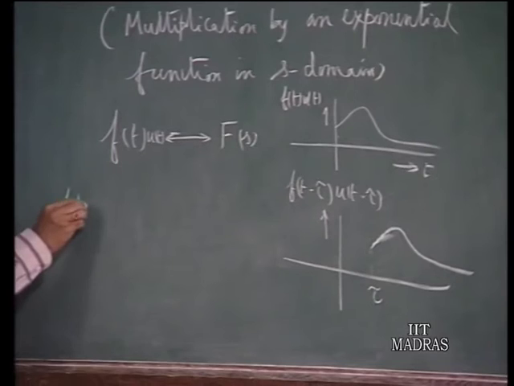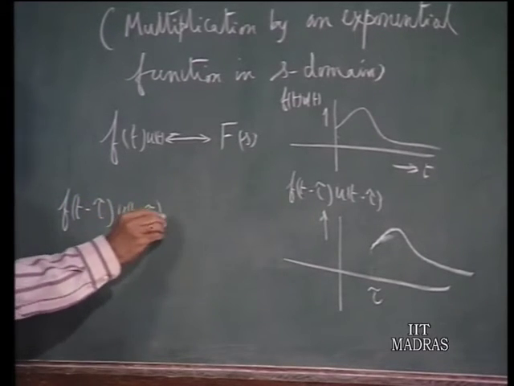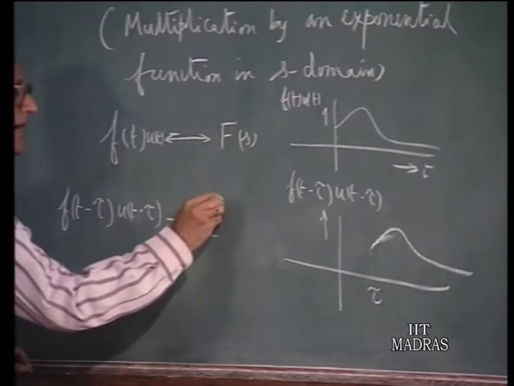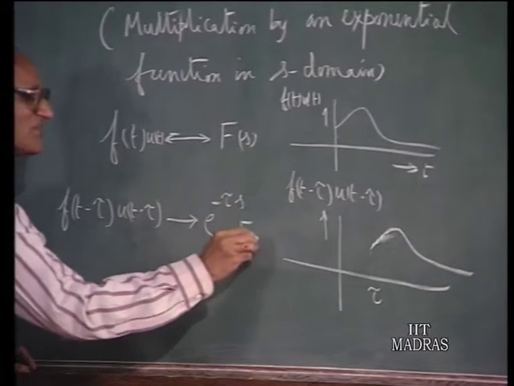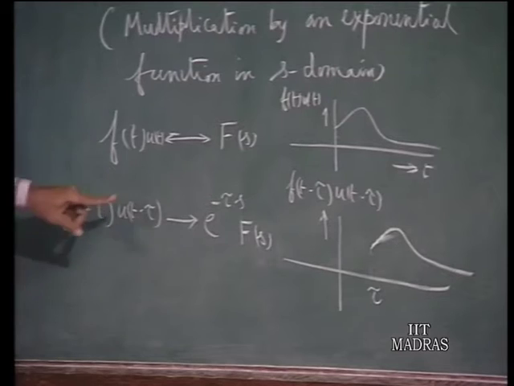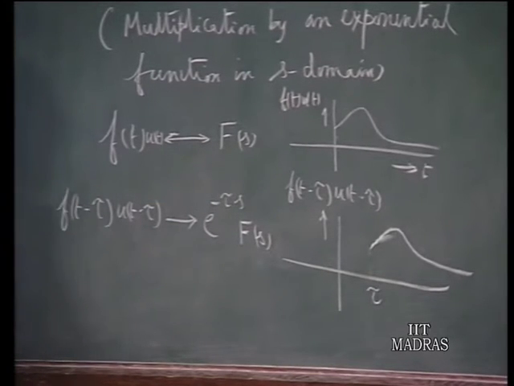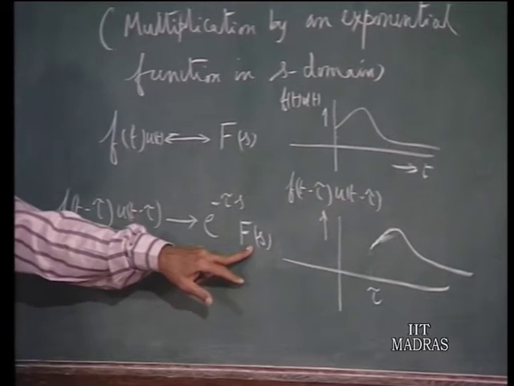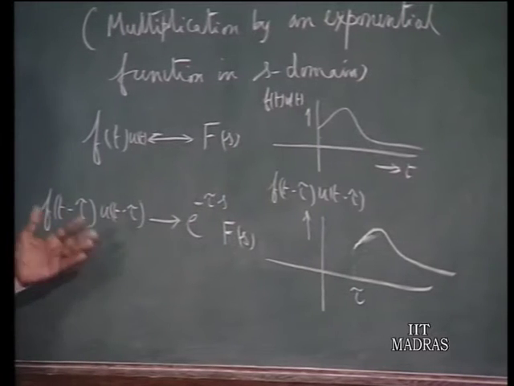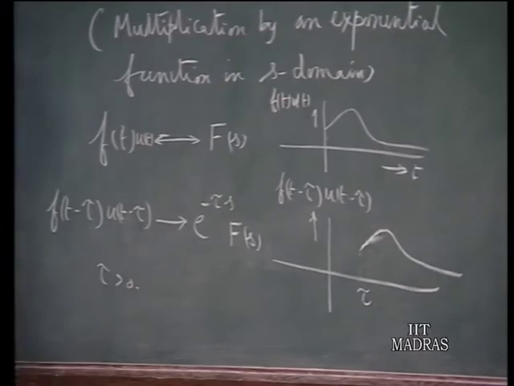So, f of t minus tau u of t minus tau has the Laplace transform, it turns out to be e to the power of minus tau s f of s. So, a shift in the time domain corresponds to multiplication by an exponential factor in the frequency domain. A delay by tau seconds involves multiplication in the frequency domain by e to the power of minus tau s. We take tau to be greater than 0, that is, this corresponds to a delay.